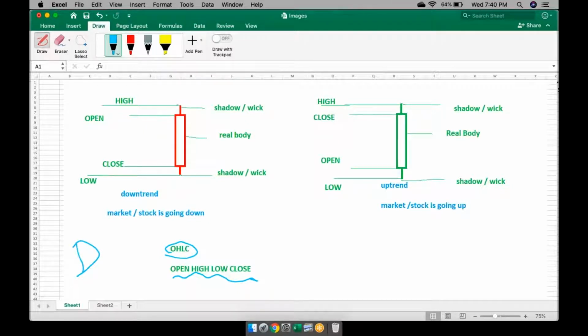If it is a red candle, the open will always be on top. High will always be on top, whether it's a red candle or a green candle. Low will always be on the downside, whether it's a red candle or a green candle. It's very simple. High means on the top, low means on the bottom.